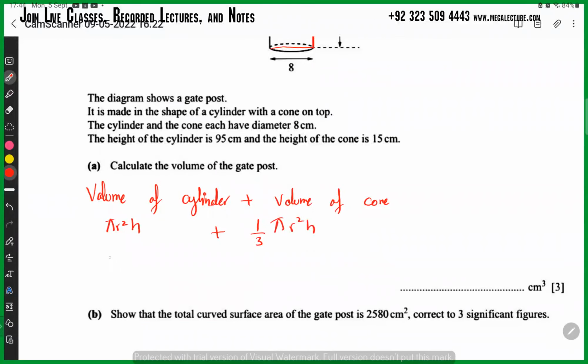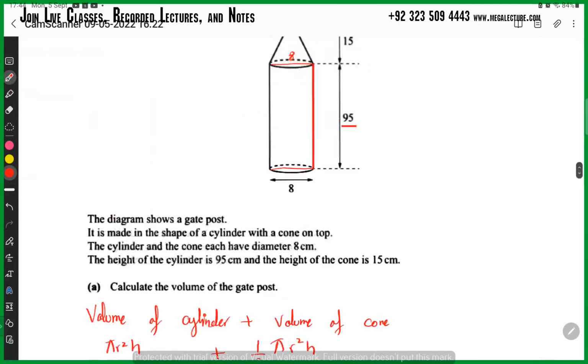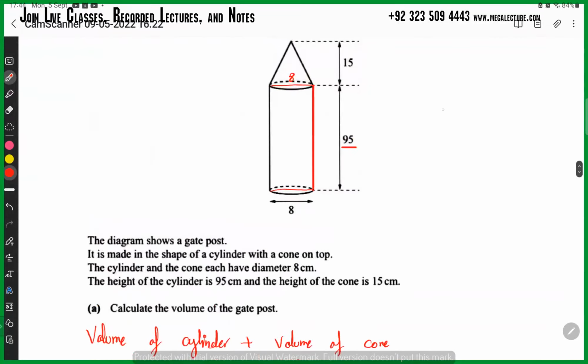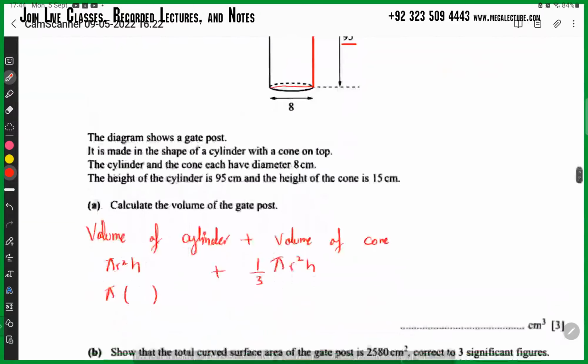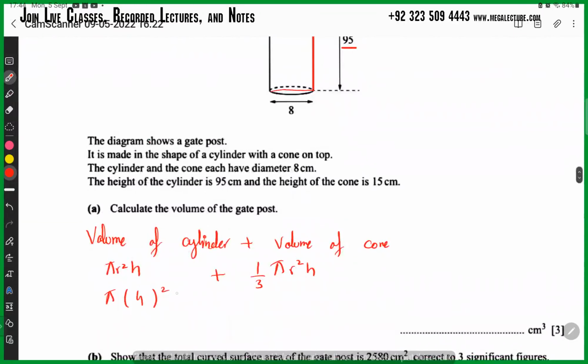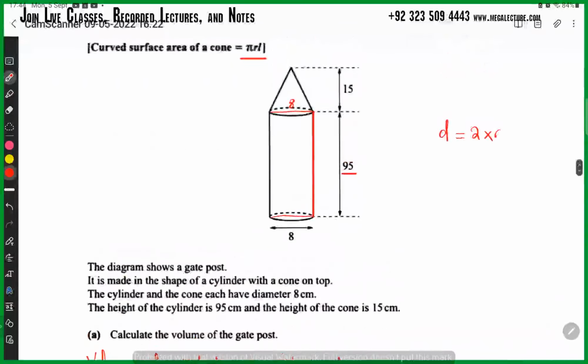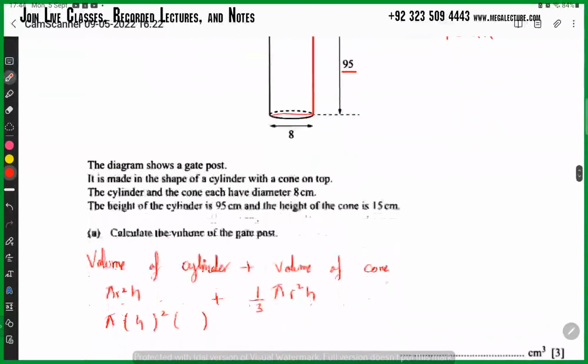Pi r square. So pi, what is the radius of cylinder? If the diameter is 8, the radius is going to be, diameter is 2 times the radius. Very good. So the radius is going to be 4. And what is the height of cylinder? 95. Very good. It's 95.